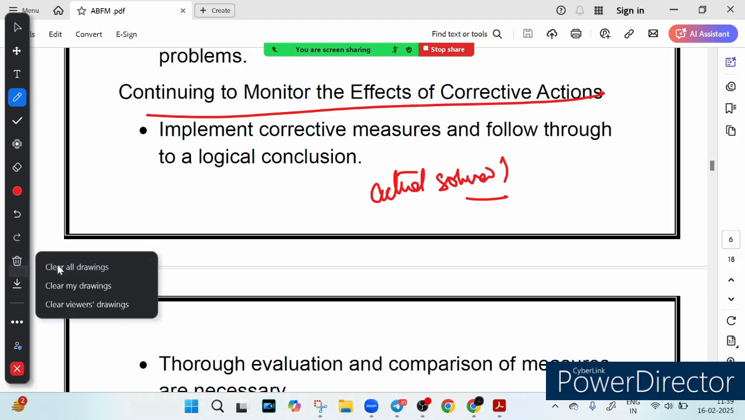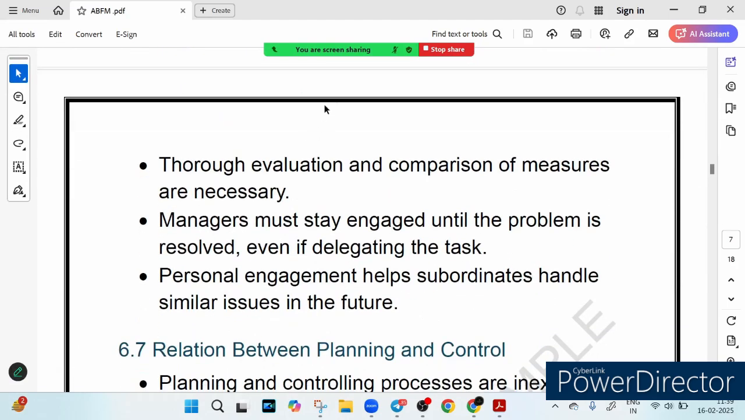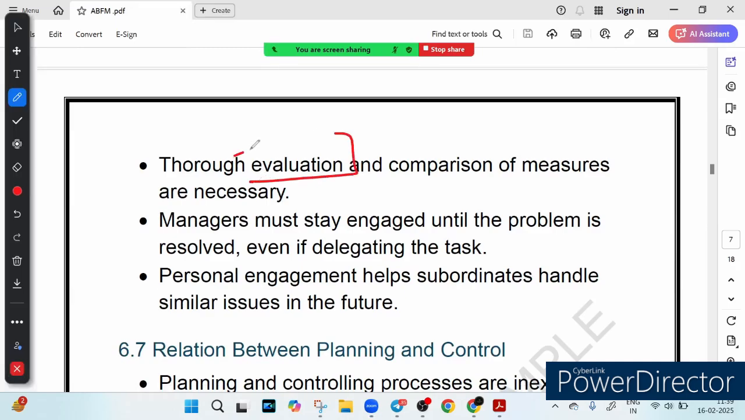How do they know whether the fix worked or not? Through evaluation and comparison of the measures. These are the important things through which they come to know. The key takeaway from this discussion is that first you fix it, then you monitor it, and then you improve. These are the three steps: fix, monitor, improve. That is how business stays successful.